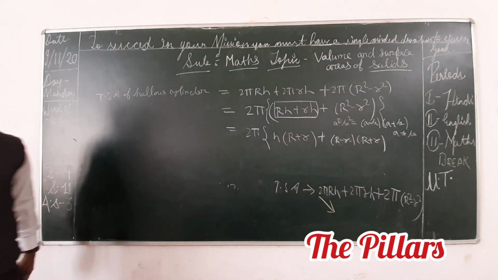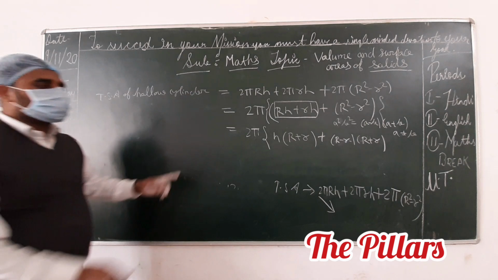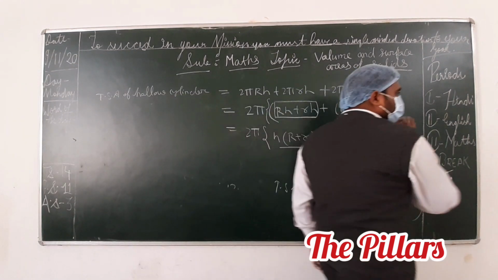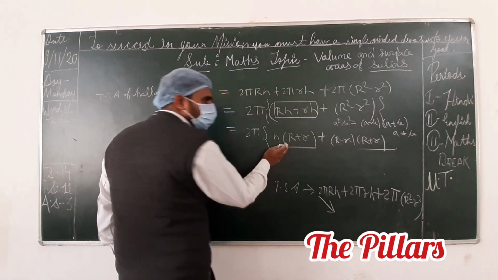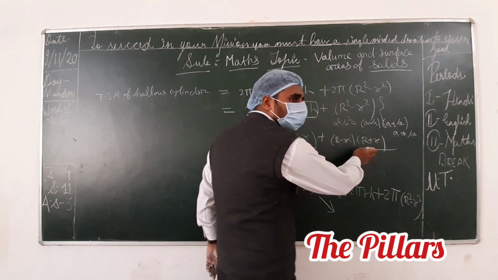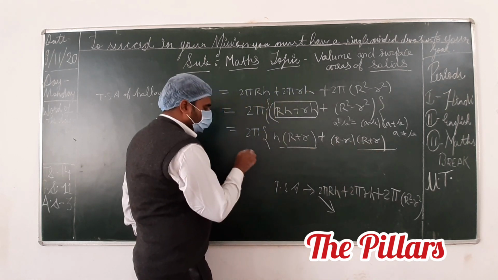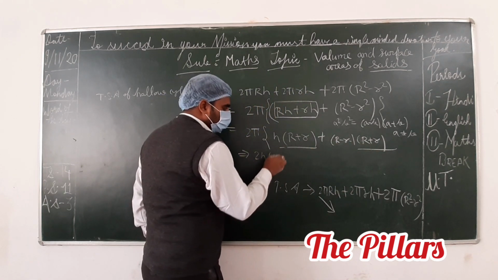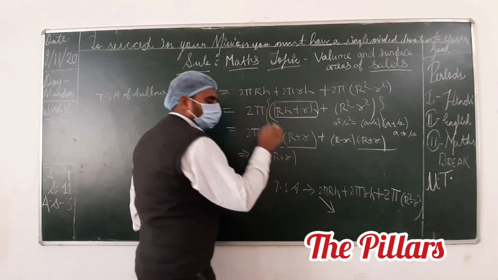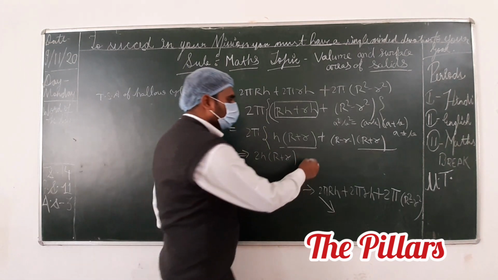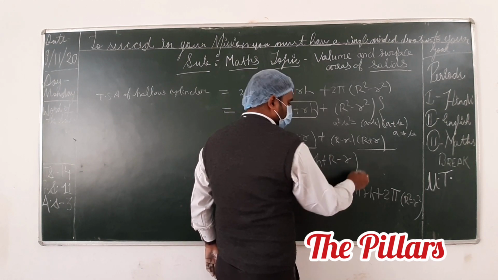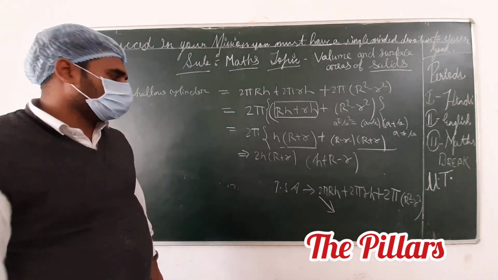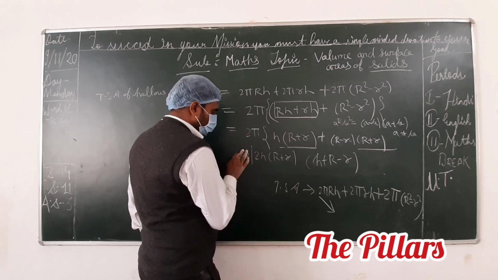Till here anyone have any doubt? No sir. You see that in both terms capital R plus small r is present or not? Yes sir. Here R plus r is present, and here R plus r is also present. This implies that you have to common out 2H capital R plus small r. The remaining value is H plus capital R minus small r. Anyone having doubt? No sir.